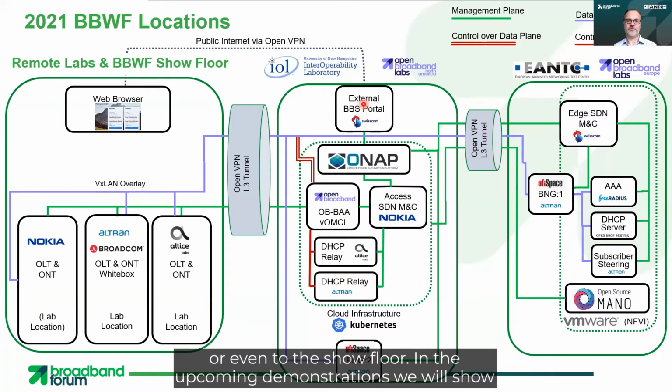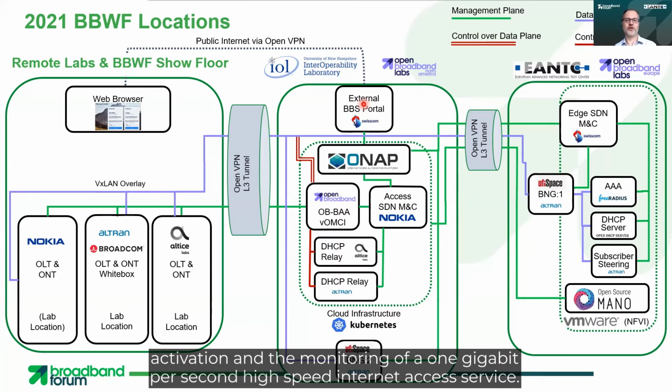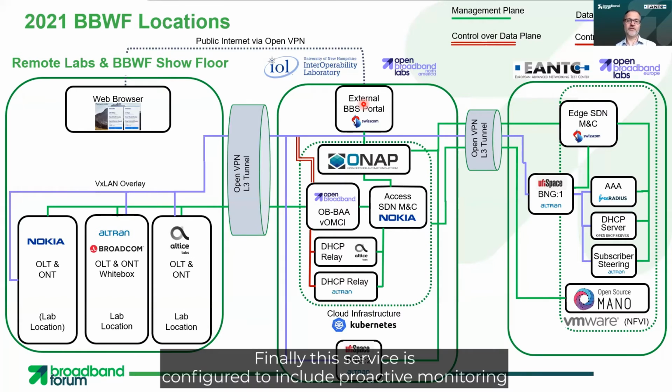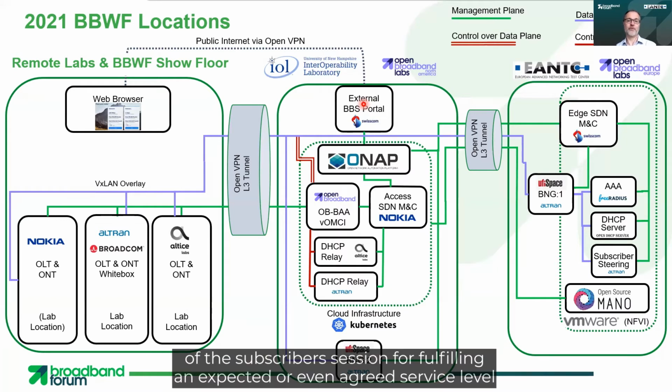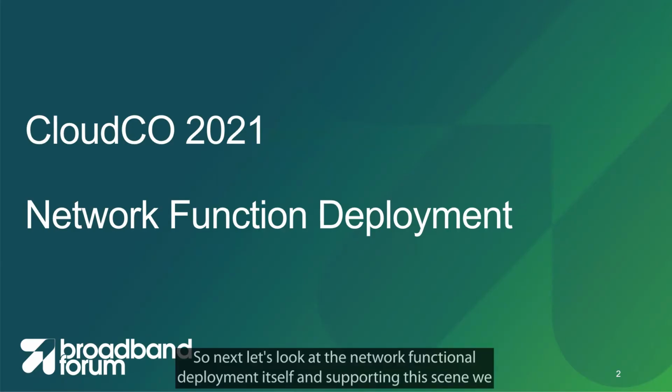In the upcoming demonstrations, we will show the orchestration of the virtualized components along with the creation, the activation, and the monitoring of a 1 gigabit per second high-speed internet access service. Finally, this service is configured to include proactive monitoring of the subscriber session for fulfilling an expected or even agreed service level, which shows the power of steering the subscriber session based on a triggering event in the network. So next, let's look at the network functional deployment itself.